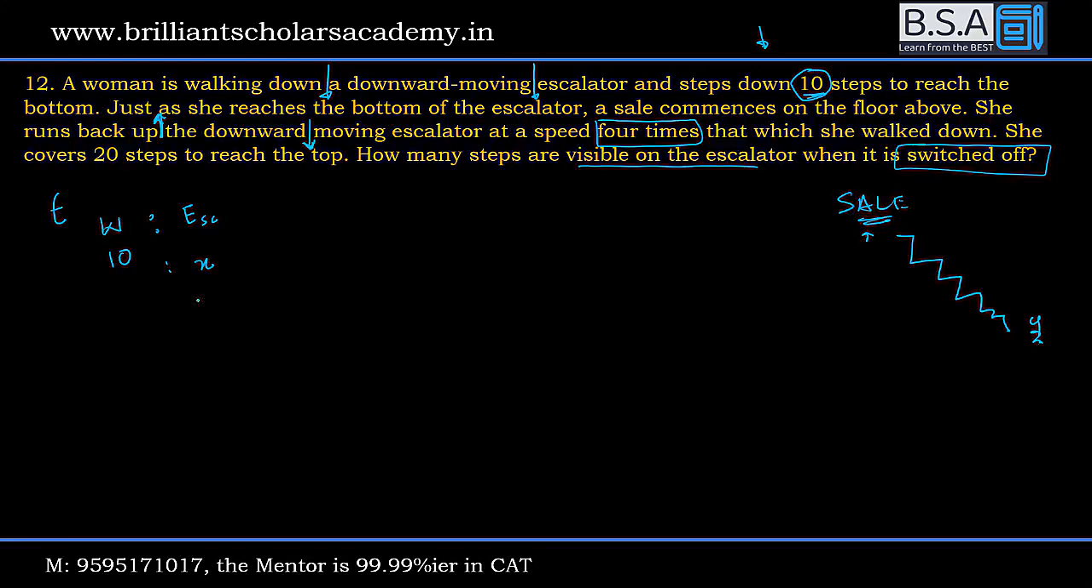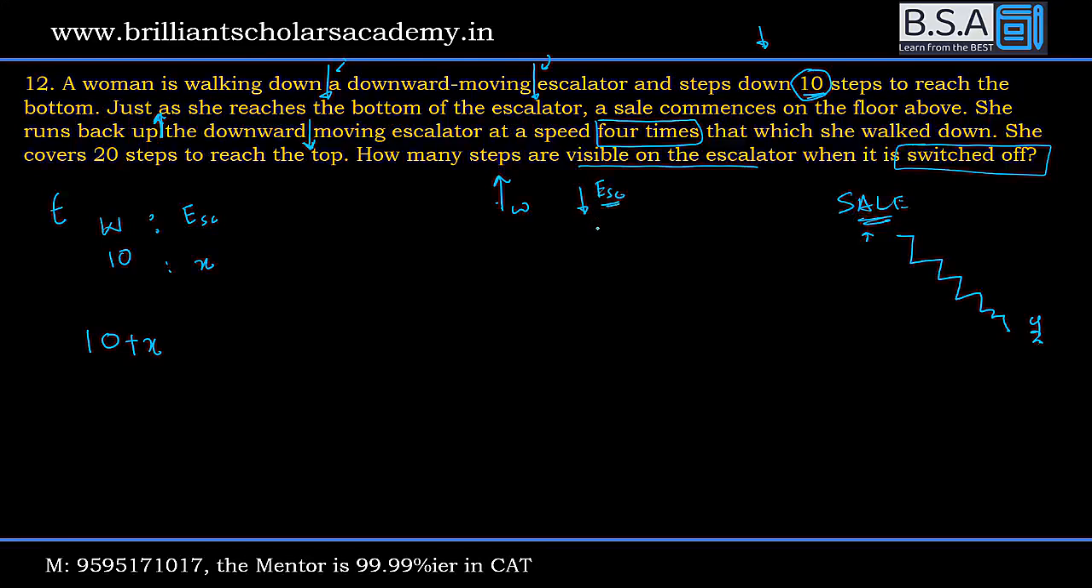In the first case, they are both coming down, so the direction is same. So I can say 10 plus X is equal to N. This is N. Now be very careful. In the second case, the woman is trying to go up and the escalator is trying to come down.